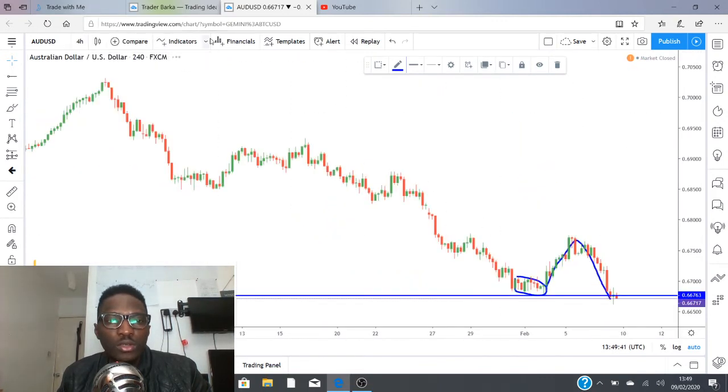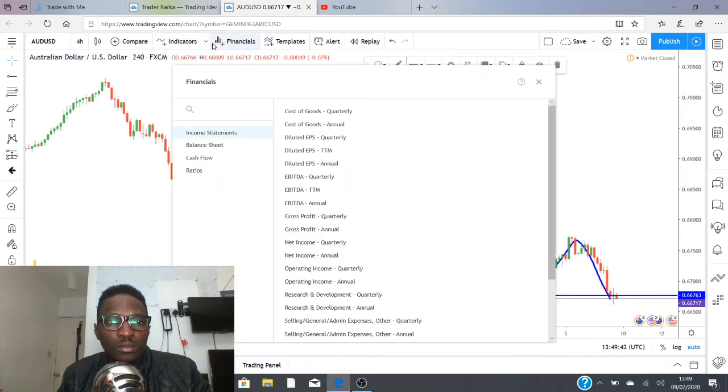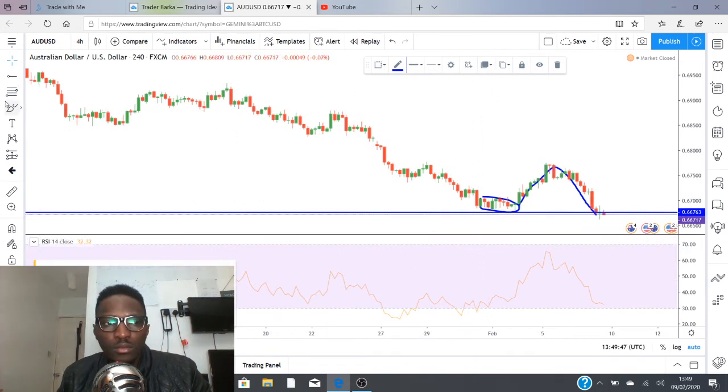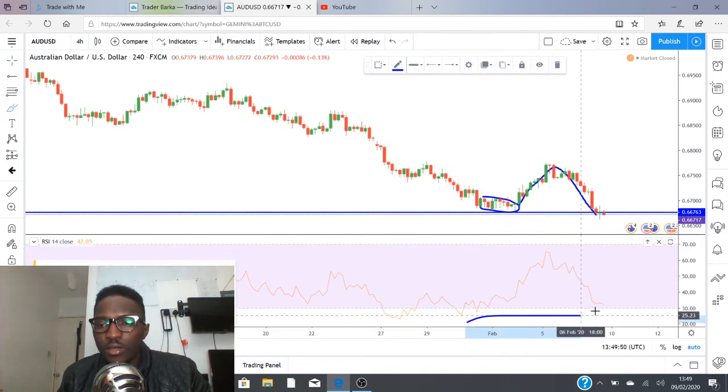So let's go over to a higher time frame. Bring in our RSI. And what do you see here, guys? Bullish divergence.